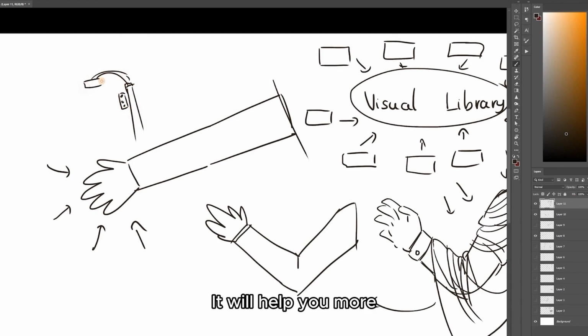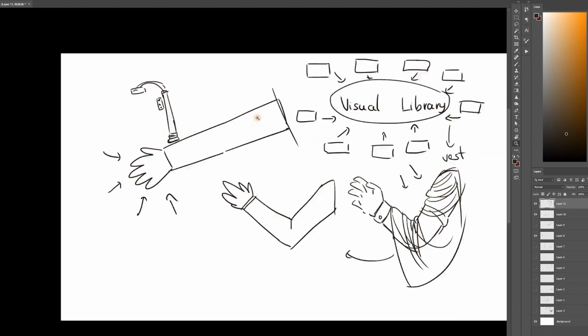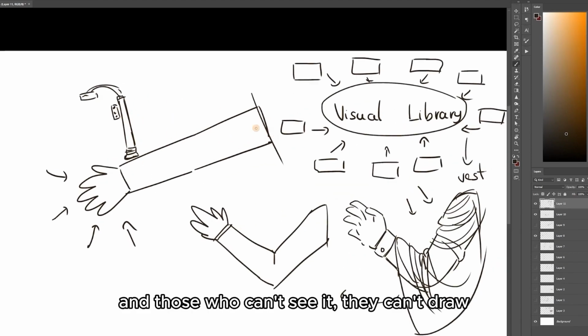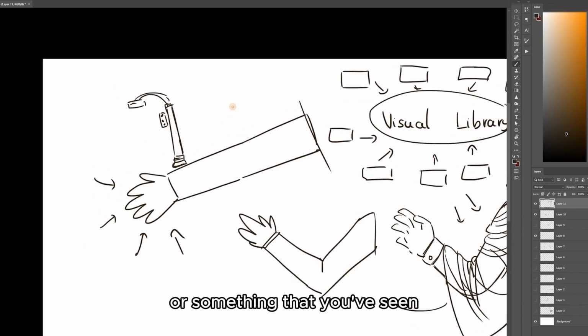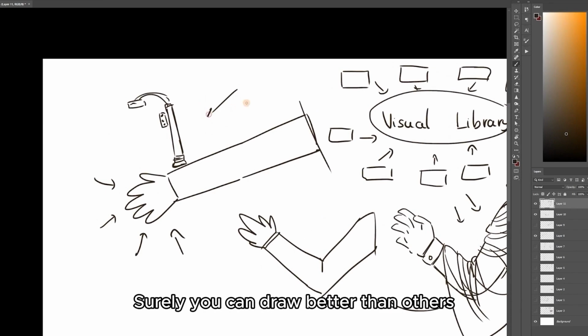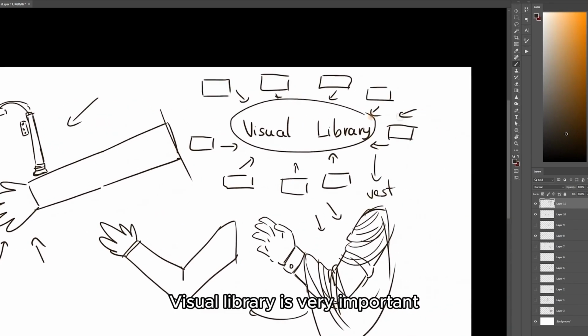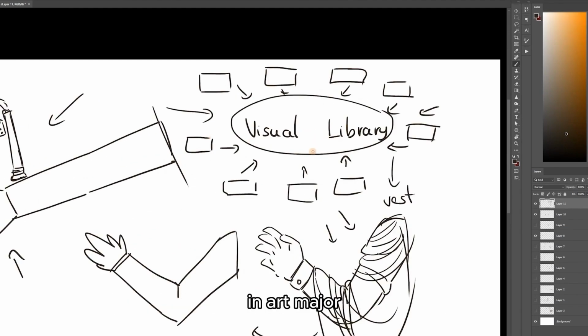It will help you more. Of course, this visual library is different. That you saw it. And those who can't see it, they can't draw. For example, someone who has never seen red light, or something that you've seen, surely you can draw better than others. Visual library is very important. Thanks to this, we can handle better than others in art major.